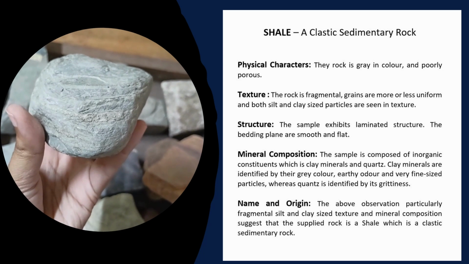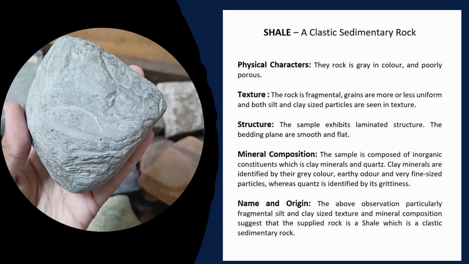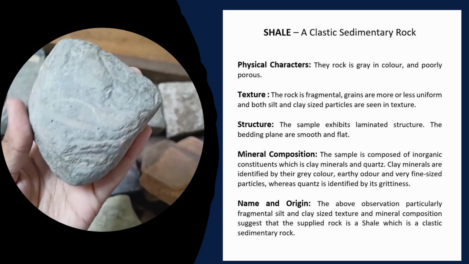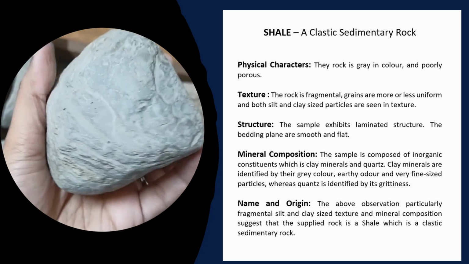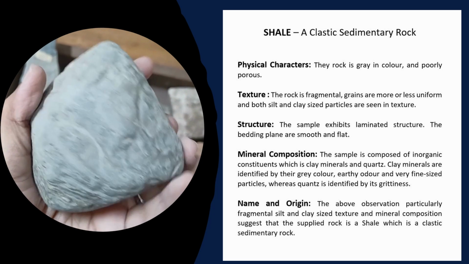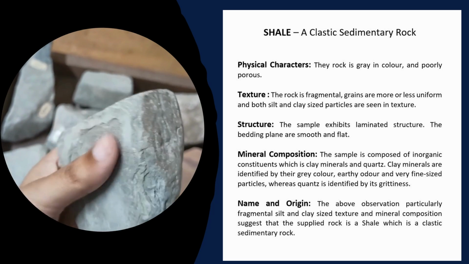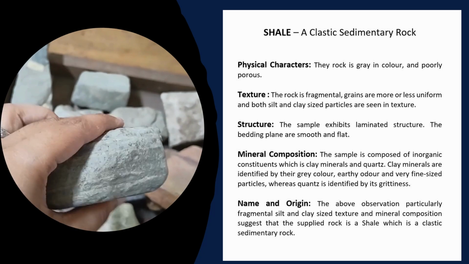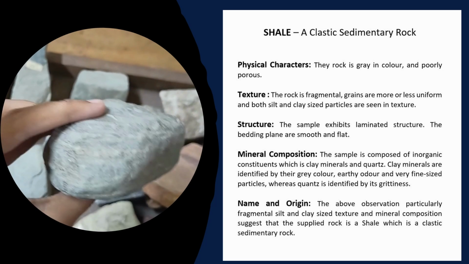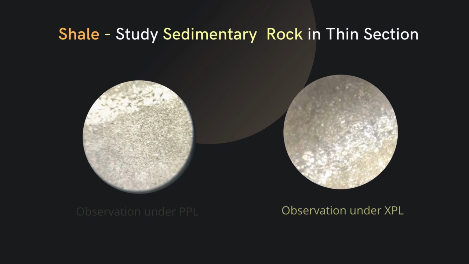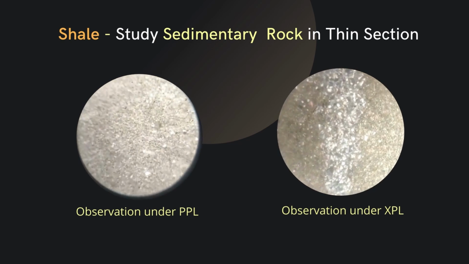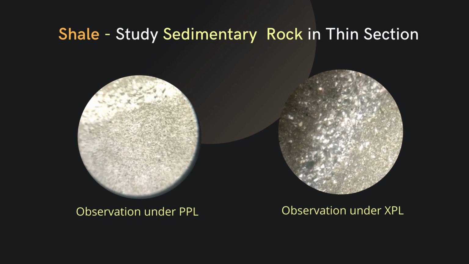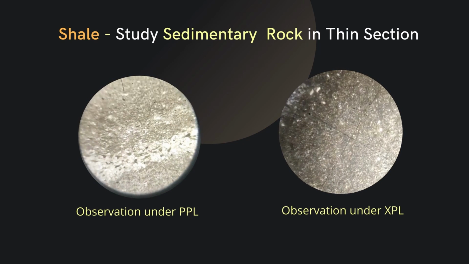If we summarize the study, fragmental, silt and clay-sized texture and mineral composition suggest that this rock is a shale, which is a clastic sedimentary rock. We already studied the hand specimen of shale rock. Now let's observe the thin section of shale under the microscope. Here you can see both in PPL and XPL.